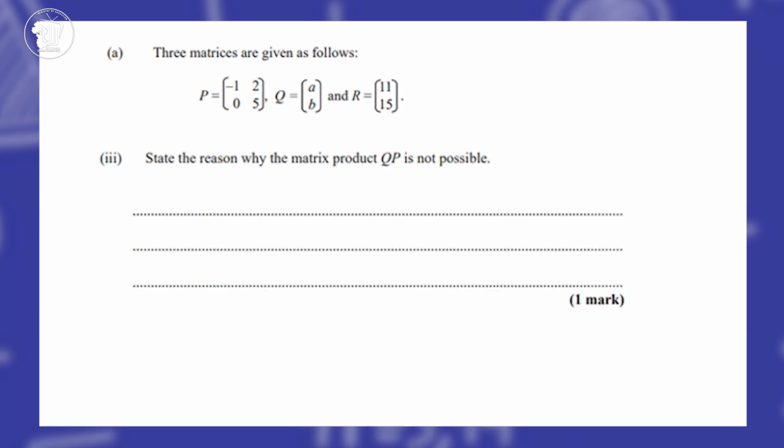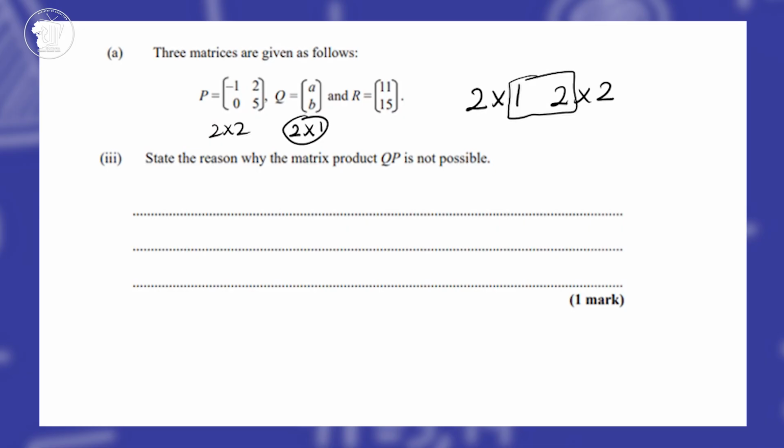So the next question says, state the reason why the matrix product QP is not possible. So we see Q is a 2 by 1 matrix, and P is 2 by 2. So they want QP, so it's this matrix, which is a 2 by 1, multiplied by a 2 by 2 matrix. And as you can see, these two are not the same, hence they are not compatible.